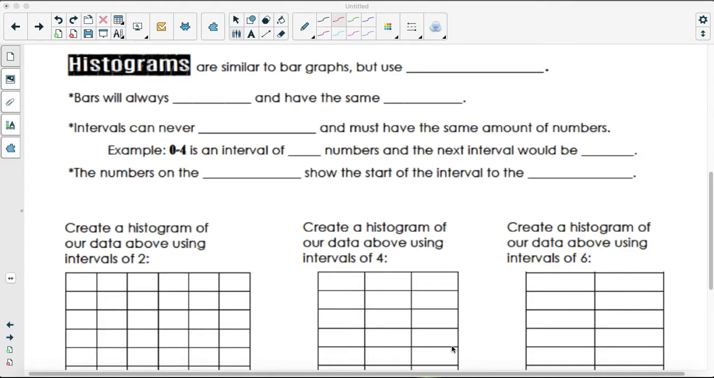This video is on descriptive statistics. We're going to be looking at frequency graphs. We've seen a dot plot. This type of frequency graph can be called a histogram. This is another way we can see frequency graphs. Histograms are similar to bar graphs, but use intervals.